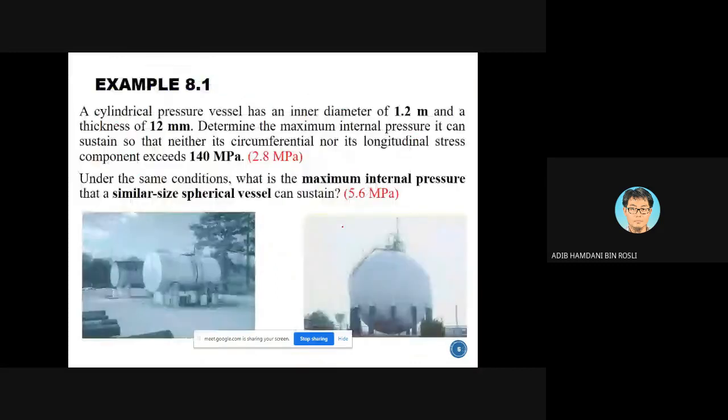Okay, so we go to one example for this. The question gives you the spherical pressure vessel like this, right? Which has an inner diameter of 1.2 meter. Okay, inner diameter, not inner radius, right? 1.2 meter, and a thickness of 12 millimeter. So basically, your R, inner radius, is 600 millimeter, while your T here is 12 millimeter.